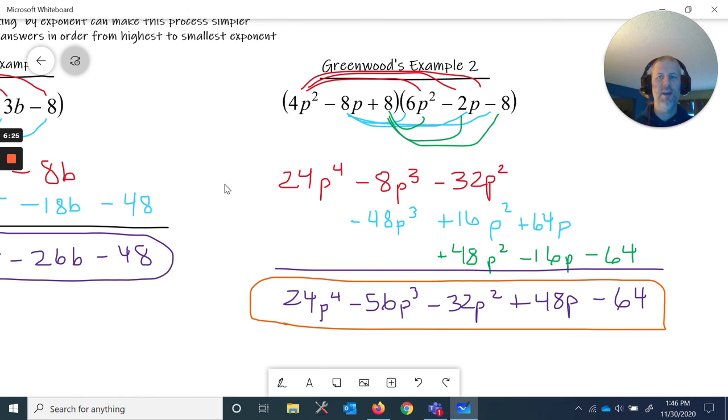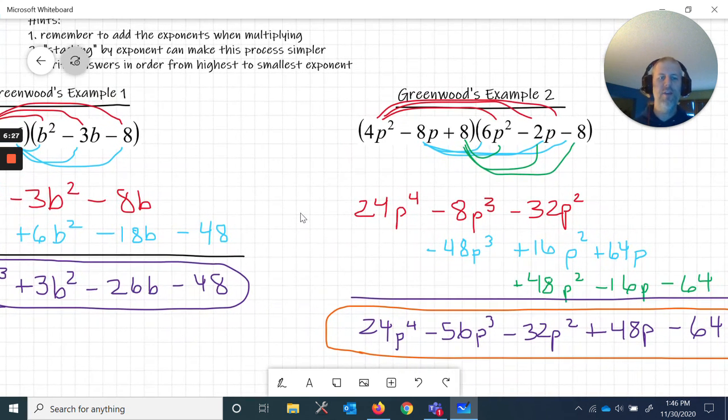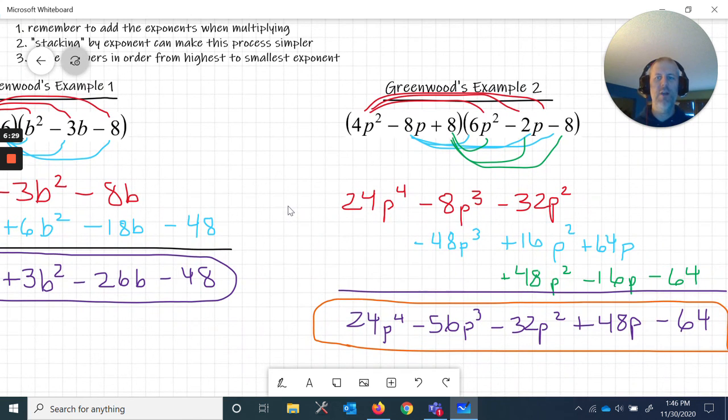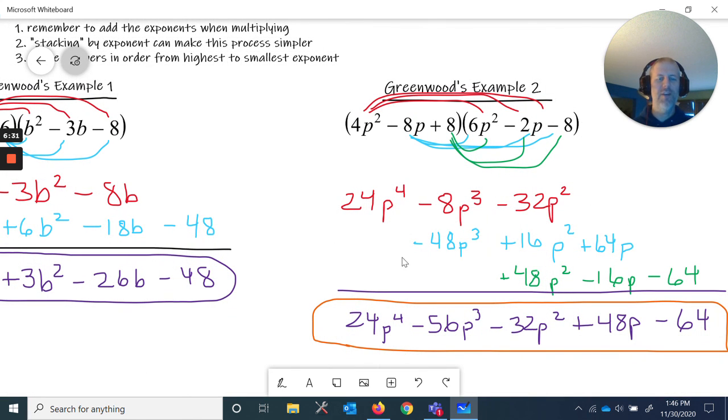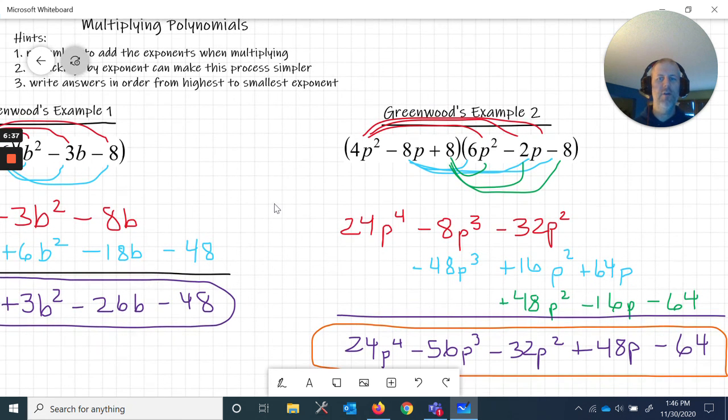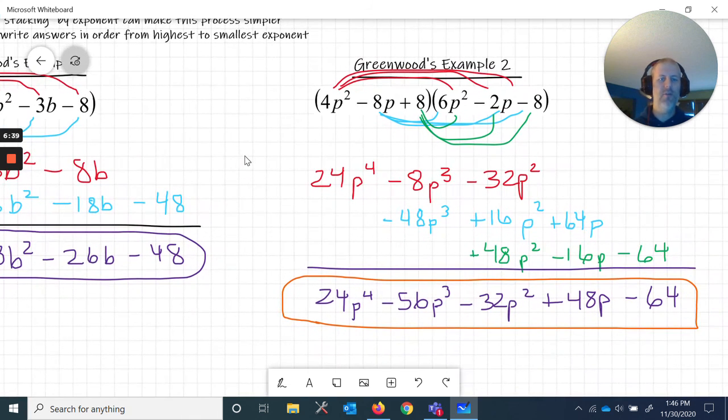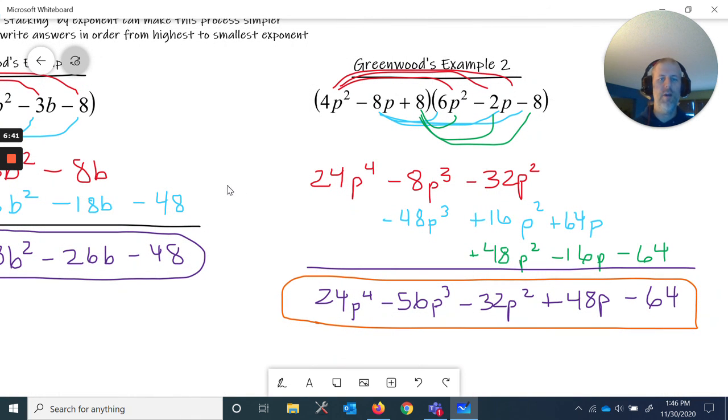Remember those 3 tips. We want to make sure we add the exponents when we multiply, but not when we add or subtract. Remember, we can stack them, so line them up vertically by exponent: p to the fourth, p to the third, p squared, and so on. Doing that from highest exponent to smallest exponent will keep us nice and organized.